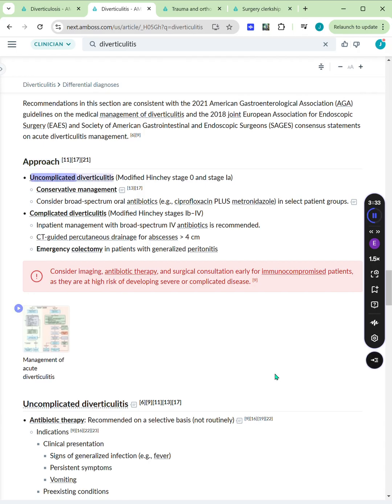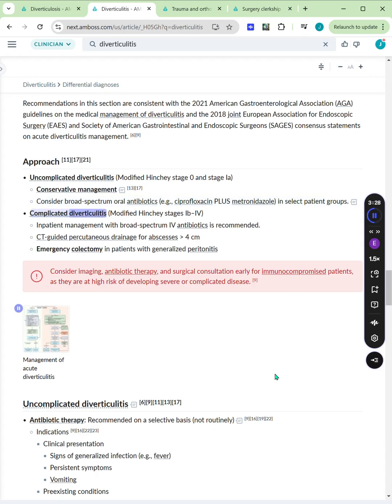Approach. Uncomplicated diverticulitis, modified Hinchey stage 0 and stage IA: conservative management. Consider broad-spectrum oral antibiotics, e.g., ciprofloxacin plus metronidazole, in select patient groups.